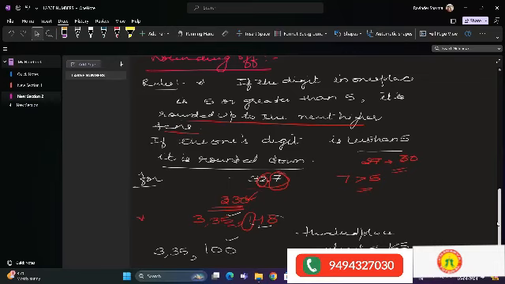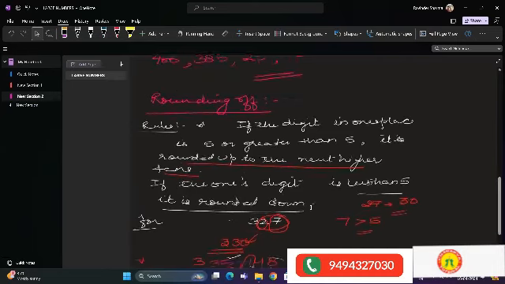Advik P, turn on your camera, beta. You are not visible. Written, beta? Done, ma'am. All have written? Okay. Advik Singh, turn on your camera. Advik P, you also.